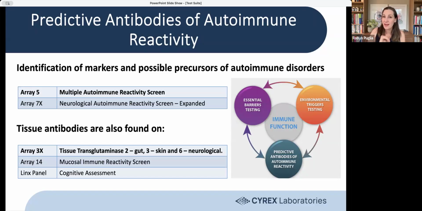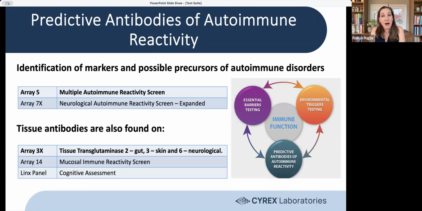Array7X is a subset of Array5. So 7X is just looking at the neurological autoantibodies. So all of the neurological markers on 7X are on Array5. Array5 is an extended panel that includes Array7. However, 7X also looks at IgM antibodies, so these neurological markers.